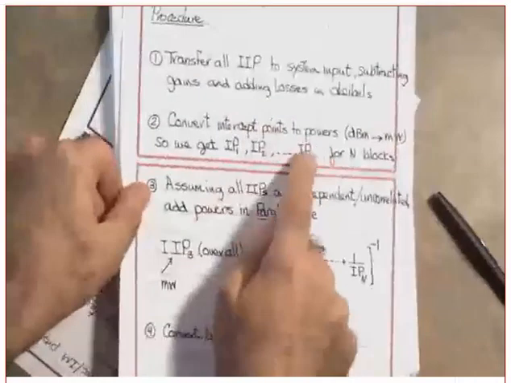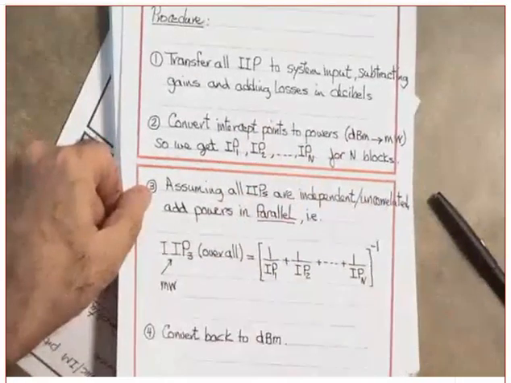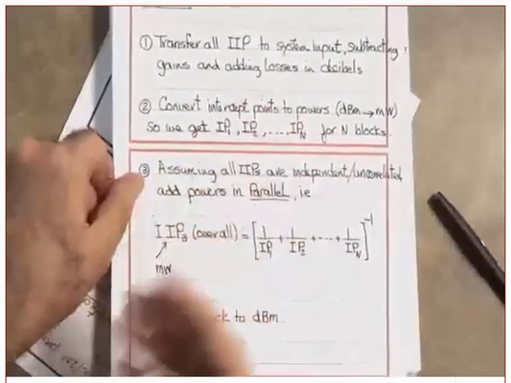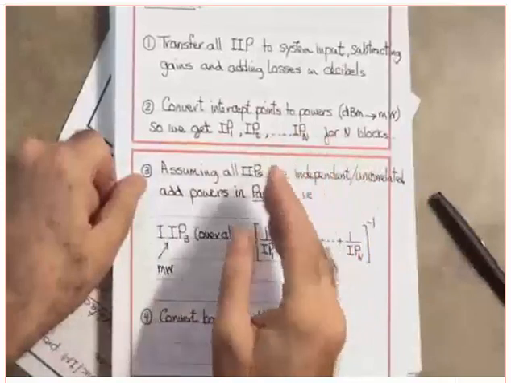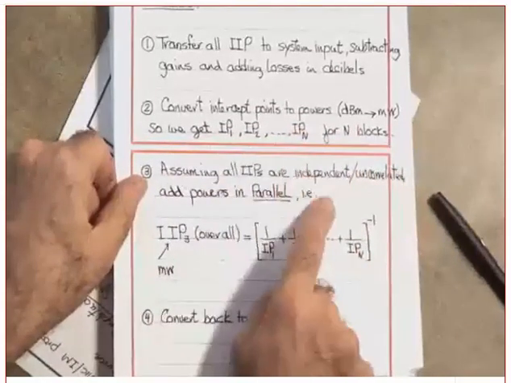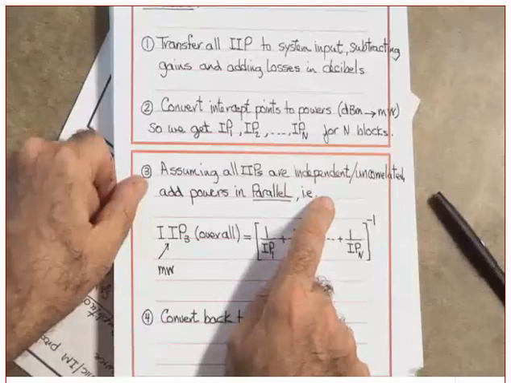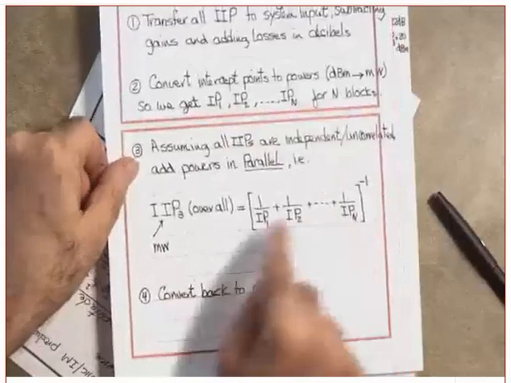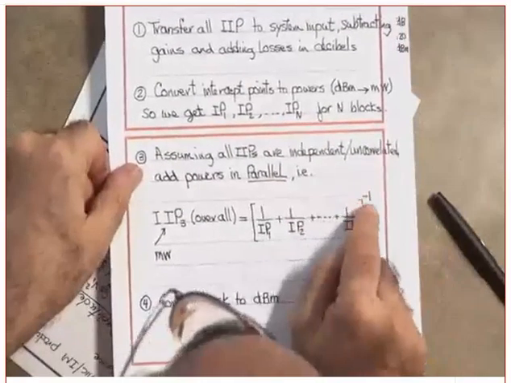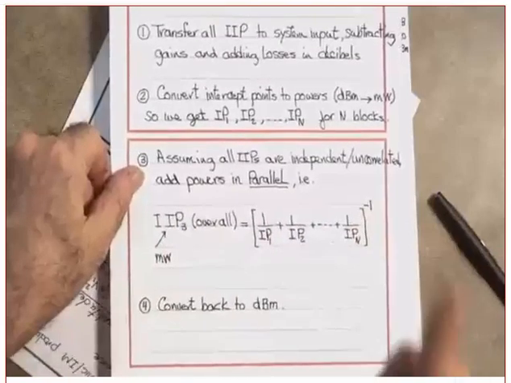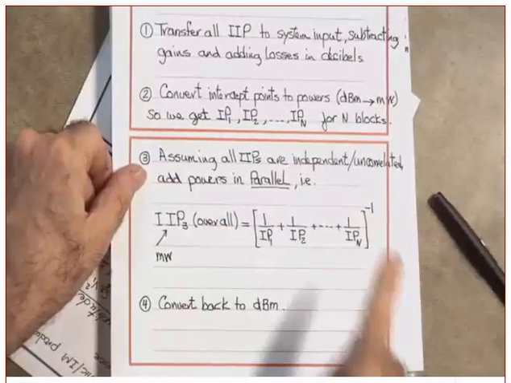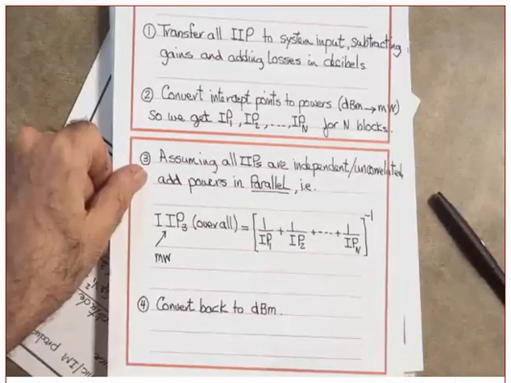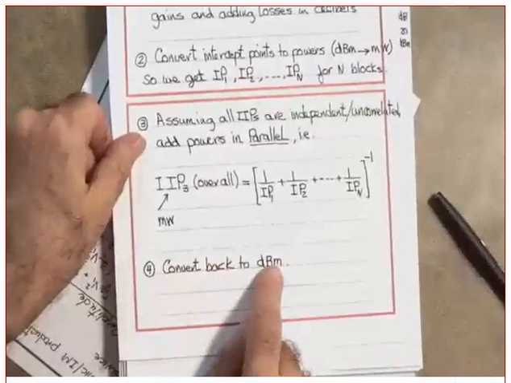So let me show it to you. Let me finish. You refer everything to the input or to the output, doesn't matter. By the way, if you refer them to the output, you are getting the OIP. Clear? Referring to the input, I think, is better. In any case, then change them into milliwatt and treat them as resistances. Don't forget the -1, because in reality this is 1 over R equal to 1 over R1 plus 1 over R2. So don't forget the -1 here. By the way, if you forget the -1, you will get a ridiculous answer. You understand? Of course, you will get a ridiculous answer. And then convert back to dBm quickly.